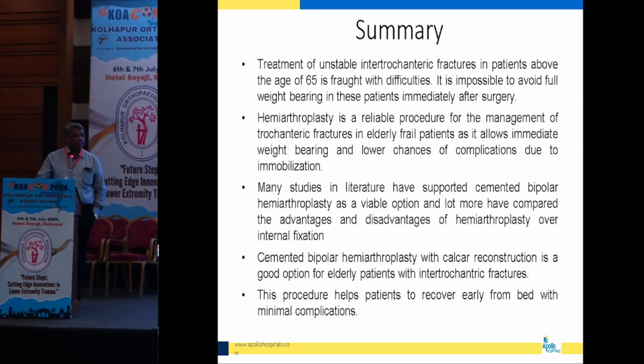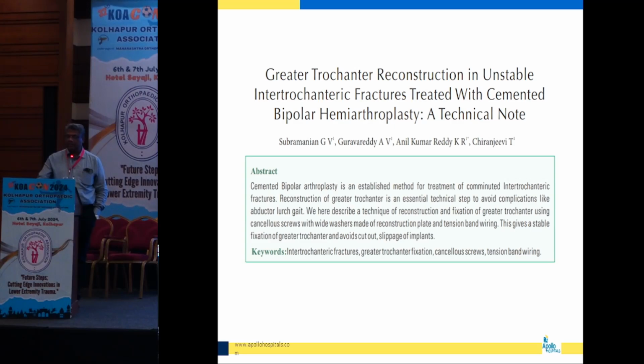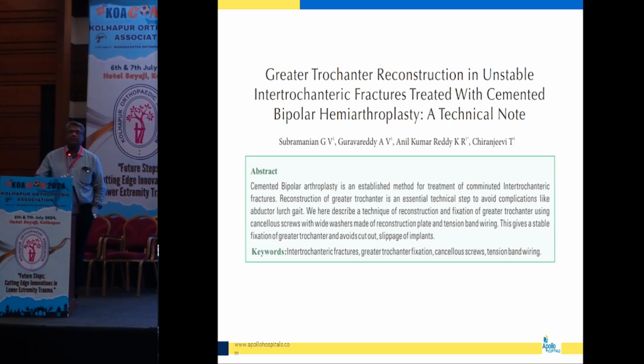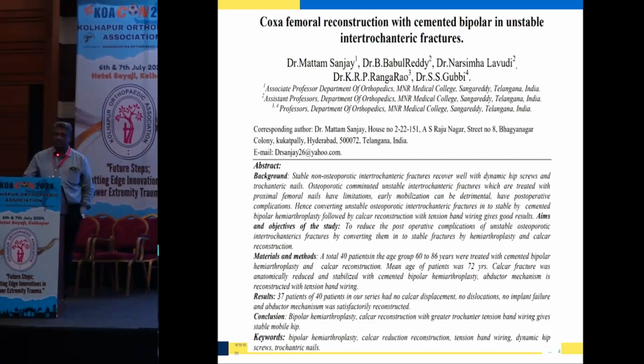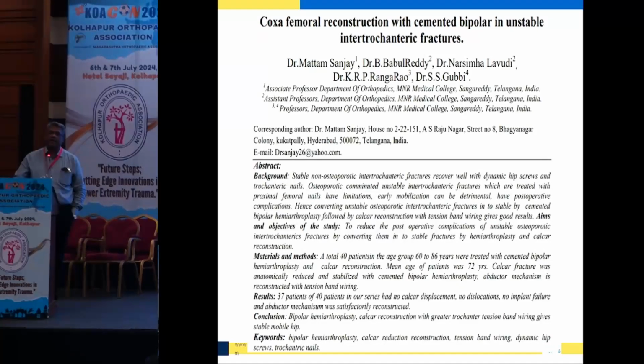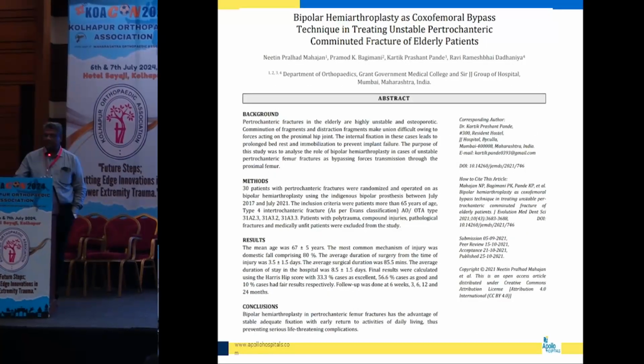To summarize, in treatment of unstable intertrochanteric fractures in patients above the age of 65, it is very difficult to get anatomical reduction and fixation. Hence, I think hemiarthroplasty should be considered as an option to go ahead with. There is various literature, current and past, from our country to show that this is a very established procedure to consider rather than struggling to fix these IT fractures.